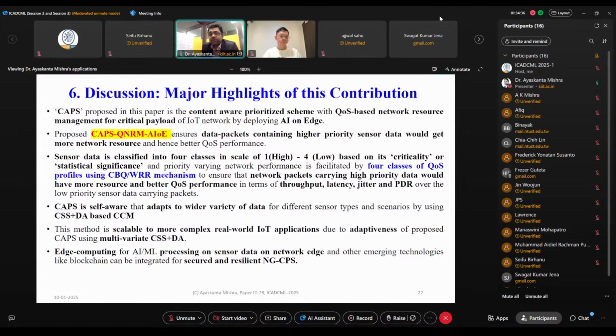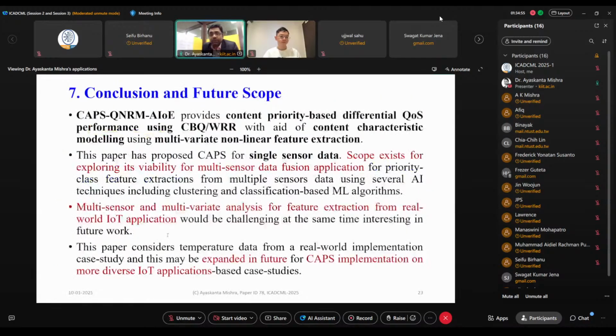So edge computing is a key for enabling this AI and machine learning based processing on the sensor data on the edge of the network. We can also integrate emerging technologies like blockchain for secured and resilient next generation cyber physical systems. So, to conclude the paper.